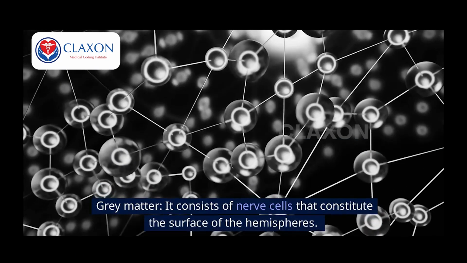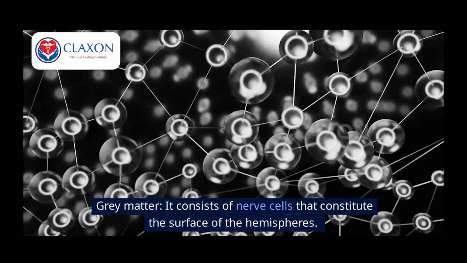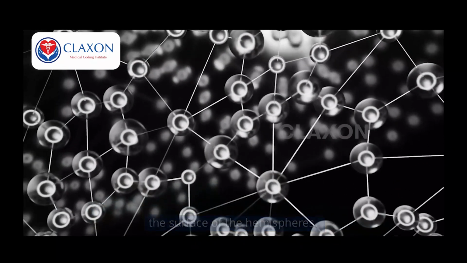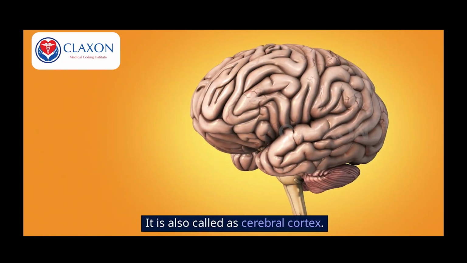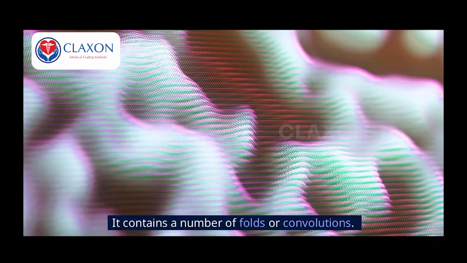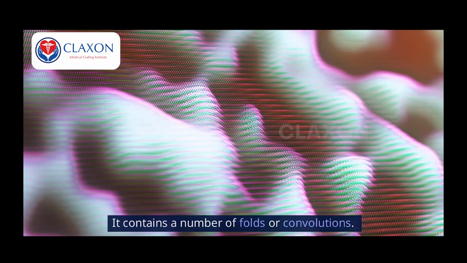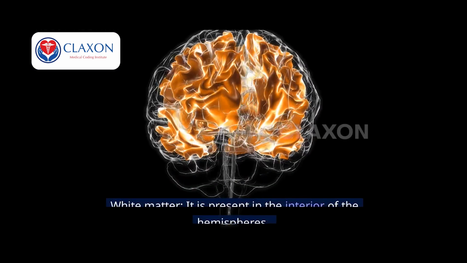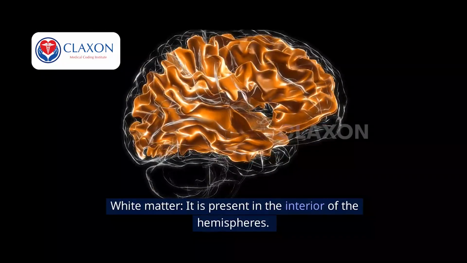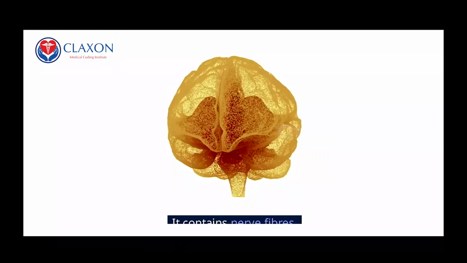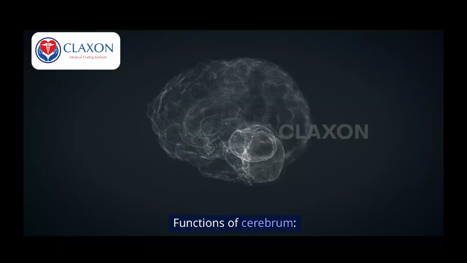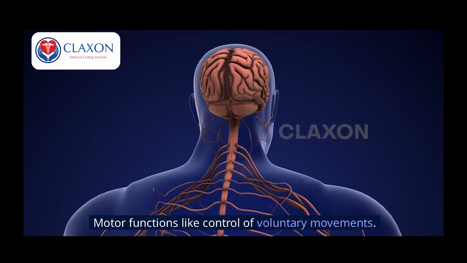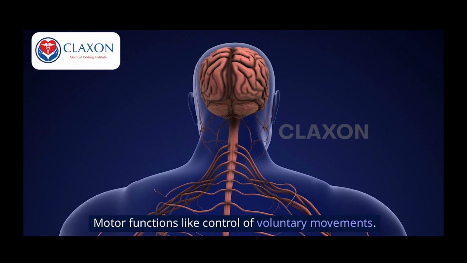Gray matter: it consists of nerve cells that constitute the surface of the hemispheres. It is also called the cerebral cortex. It contains a number of folds or convolutions. These convolutions are separated by fissures. White matter: it is present in the interior of the hemispheres. It contains nerve fibers. Functions of cerebrum: 1. Motor functions like control of voluntary movements.